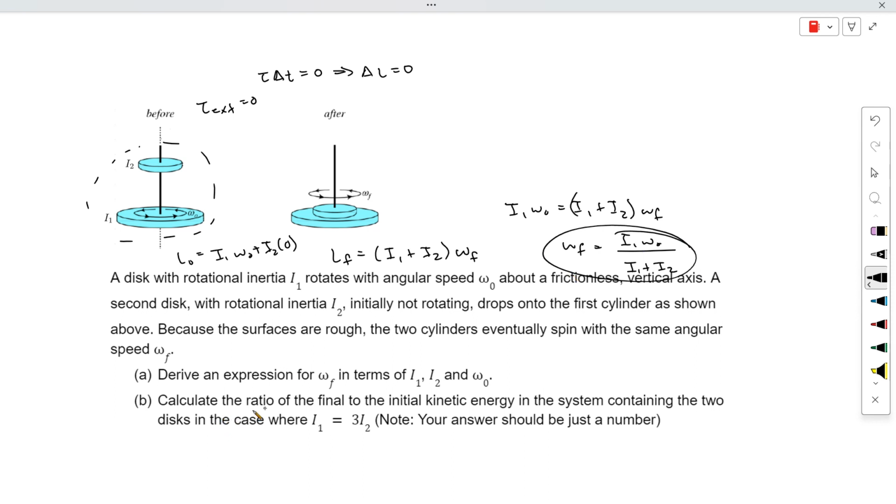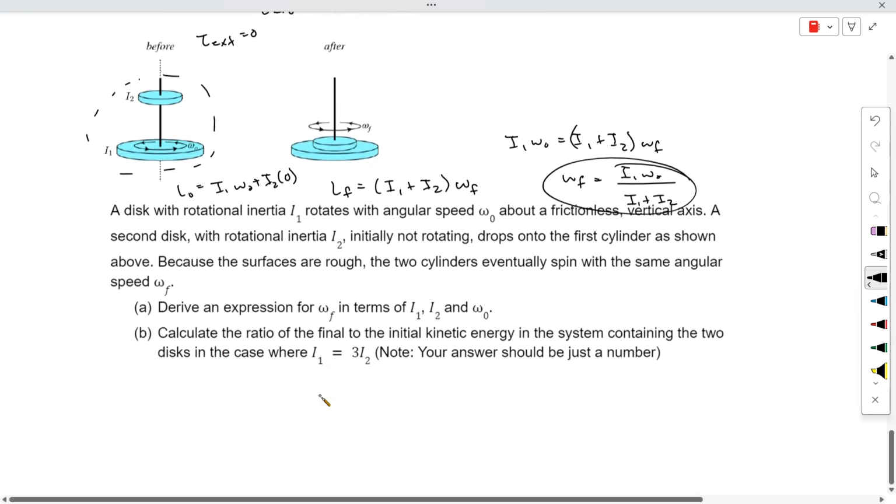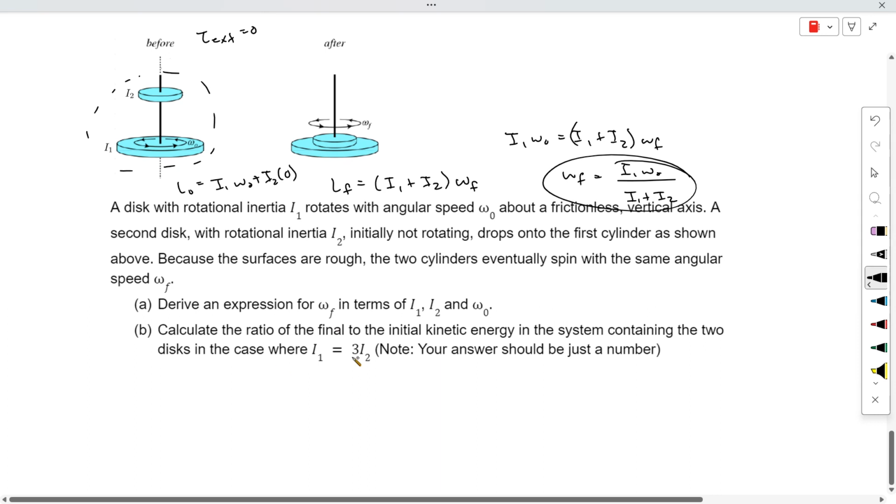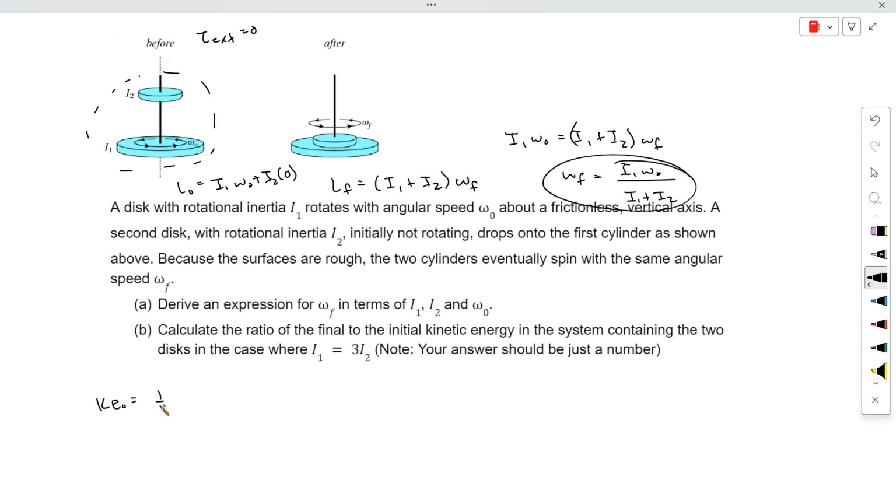Okay. Calculate the ratio of the final to initial kinetic energy of the system containing two disks where I1 equals 3I2. Your answer should just be a number. Okay, so look at the initial kinetic energy. Right? This thing doesn't have any rotational kinetic energy. It's just this thing that has rotational kinetic energy. So it's 1/2 I1 omega naught squared. Now at the end, they're both moving together: 1/2 I1 plus I2 times omega f squared.